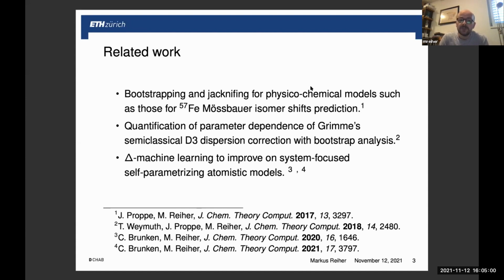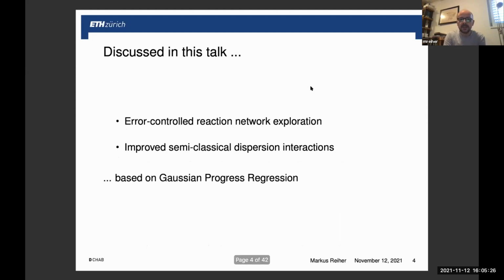Those were proposed by Stefan Grimme's group, and I will come back to this topic at the end of my talk in the context of machine learning. We used also delta machine learning to improve system-focused self-parameterizing atomistic models. Those are models that construct force fields on the fly, but are also employed in a QM/MM context. I have no time to talk about them, but I just wanted to draw your attention to these topics before I go into the details of these two topics.